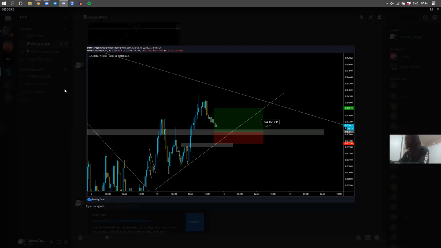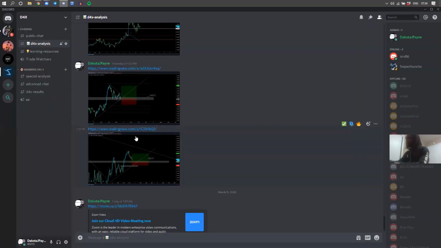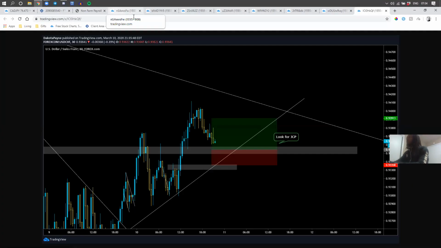Perfect. This is U-shape. I guess we can go over U-shape first. So U-shape, we got an impulse. We got this correction here. This is the first zone I'm looking for a JCP at. If we don't get one here, looking for a JCP in this zone.